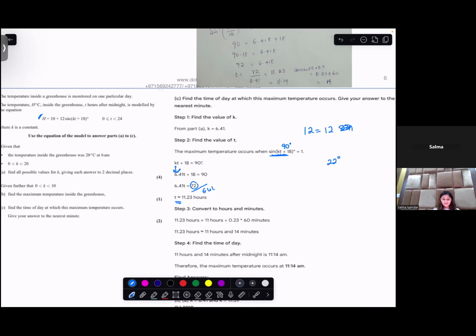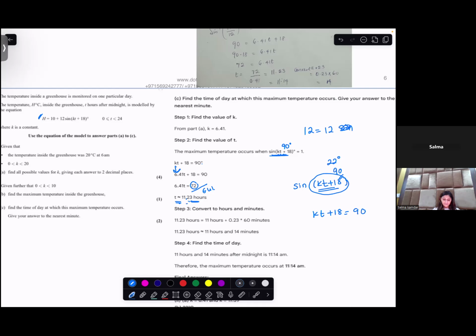It's very important that you relate over here that your maximum temperature is going to happen when you have the maximum value of your sine. So for sine(kt plus 18), the maximum value of sine happens at 90 degrees. So you equate this kt plus 18 to your 90. Now because your t is in hours, you convert this 0.23 also into minutes.